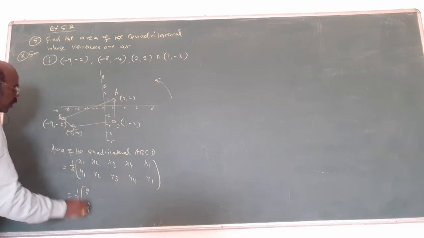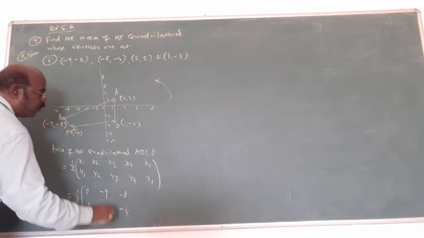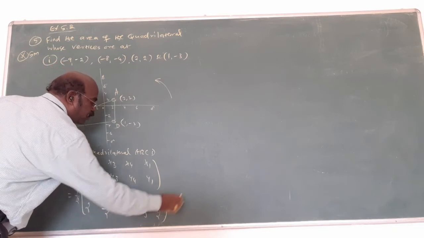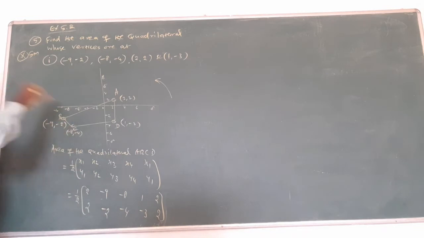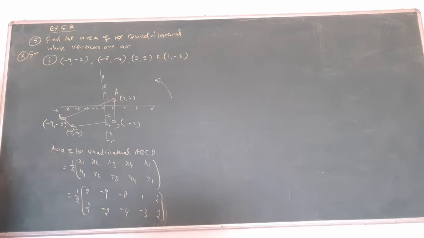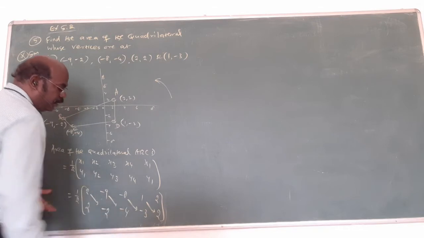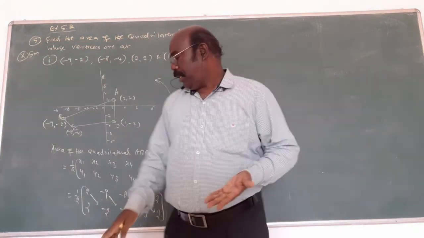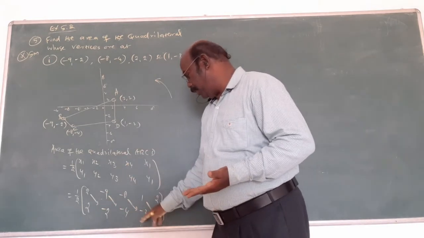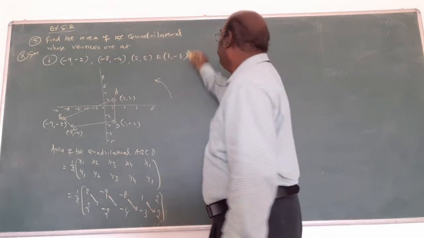2, 2. Next, minus 9, minus 2. Next, minus 8, comma minus 2. Next, 1, comma minus 3. Once again, 2, comma 2. In this way, we got the points. Write the formula, substitute the points. Now cross multiply, a very simple concept, by using the determinant. Okay?